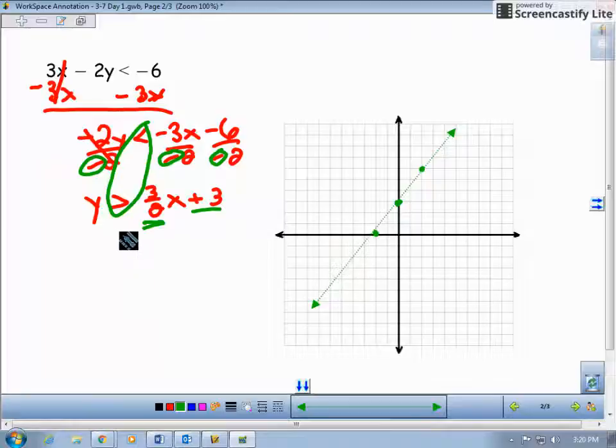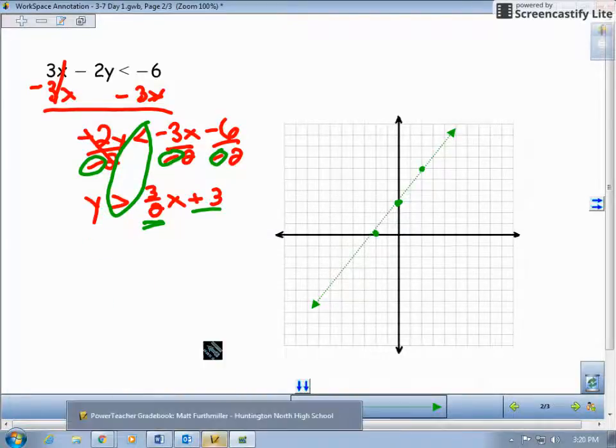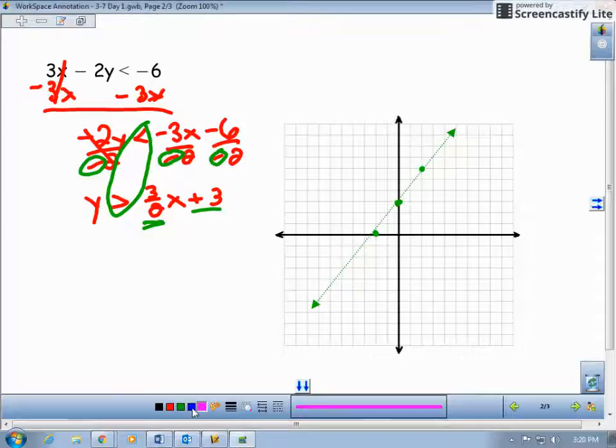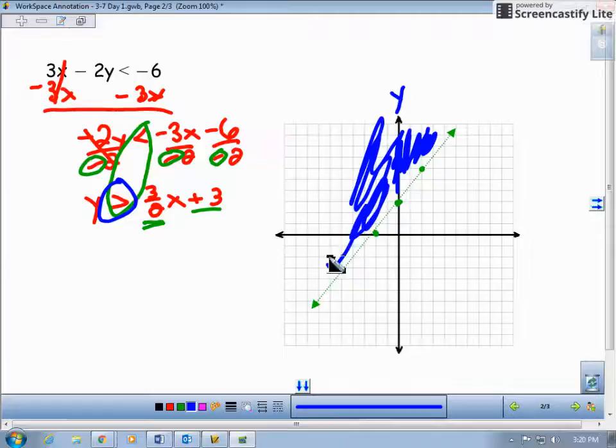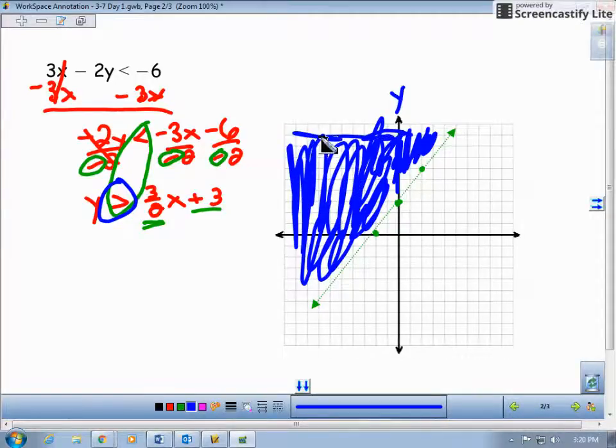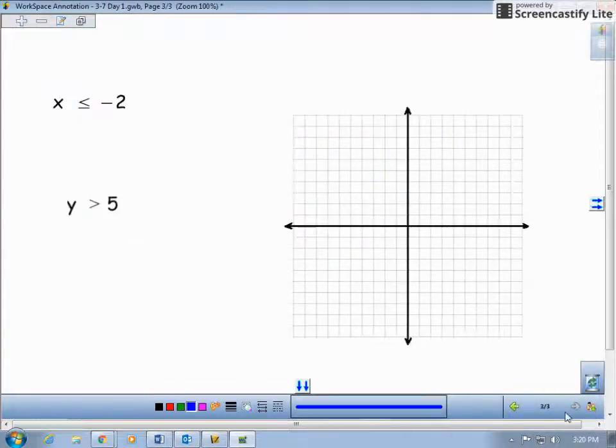Okay, and guys, this is pretty simple here now. This is greater than, which means I want to go above the line for the y-axis. So you just shade in above your line on the y-axis because it's greater than. That's it.